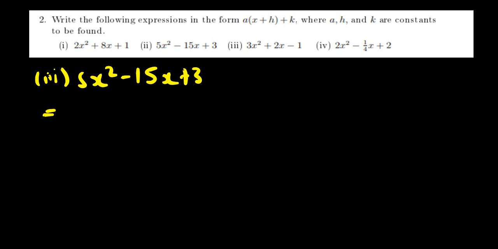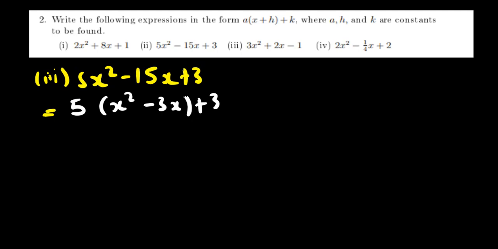I'm going to leave out the 3, so I'll just factor this part, to avoid a lot of fractions. So what am I going to have? Our 5, x squared minus 3x, plus 3. Okay, then now we complete the square.